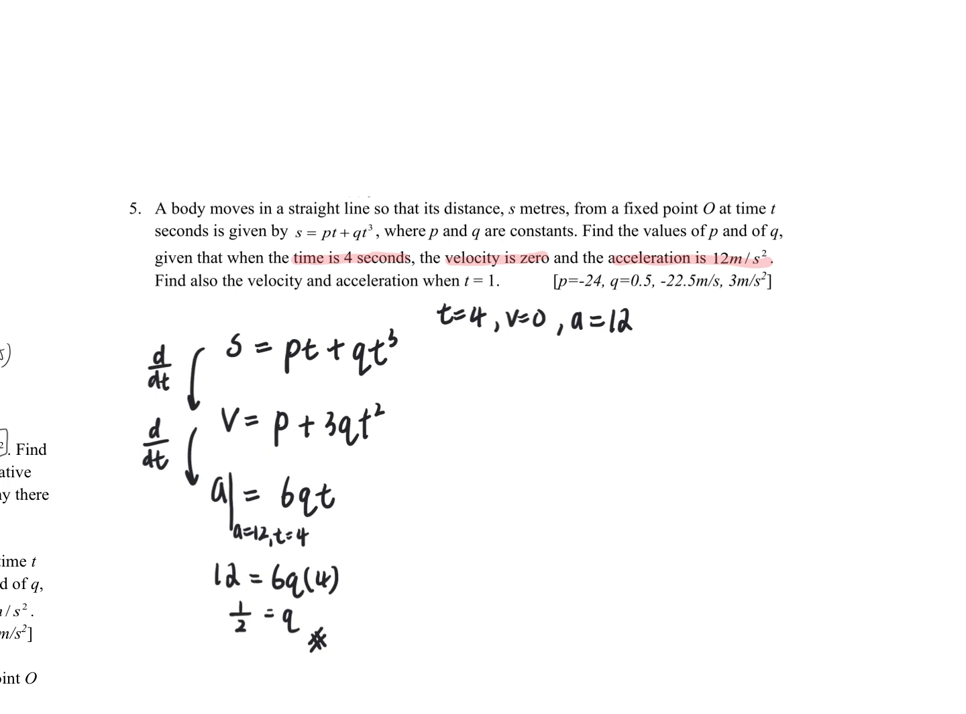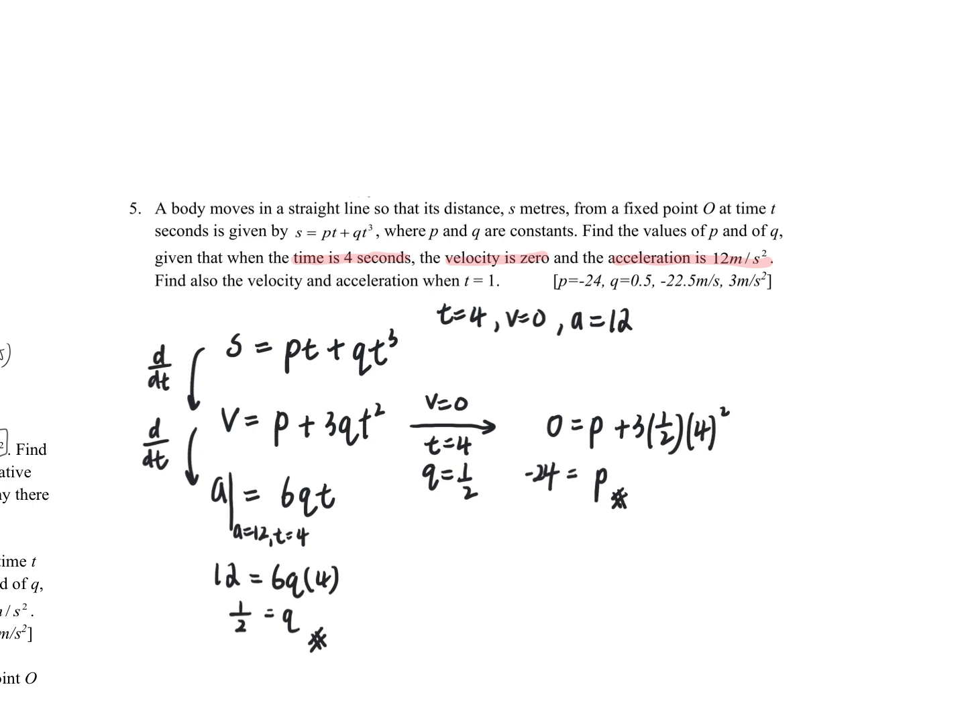Okay, once you are done with that, then of course you can go and sub in your V as 0, T as 4, and Q as half. So the moment you do that, 16 times half is 8, so it's 24. P is minus 24.